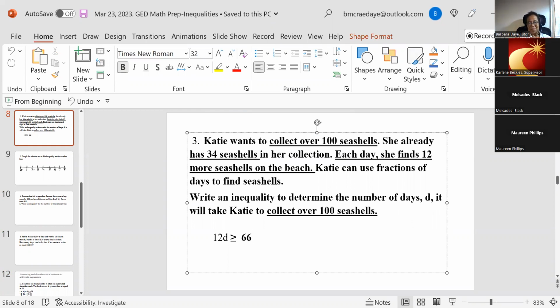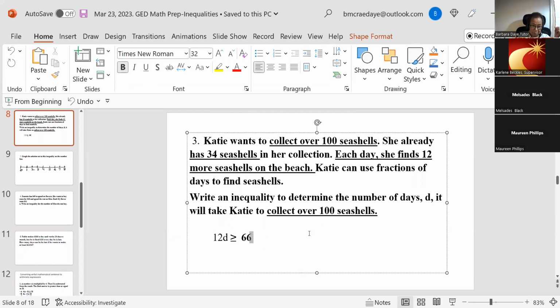Oh, I see. That's what got me messed up with the equality. Yes, see, it's 12 seashells per day, right? So 12 times the number of days, because they gave you the variable D, it's got to be greater than or equal to 66, because that's how many additional she needs to go over 100.